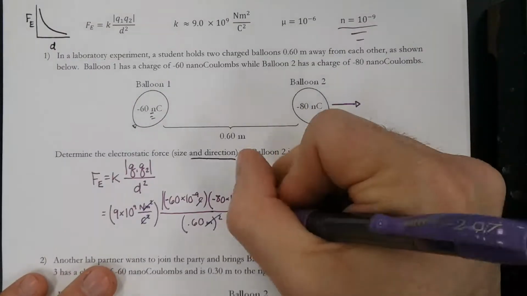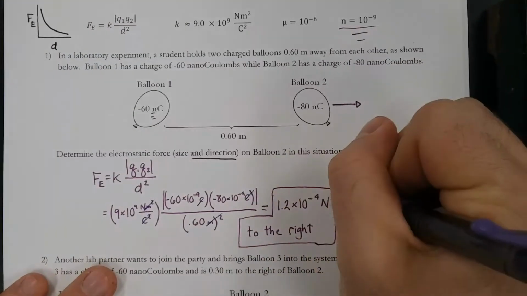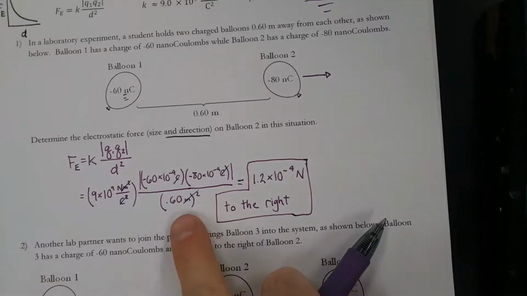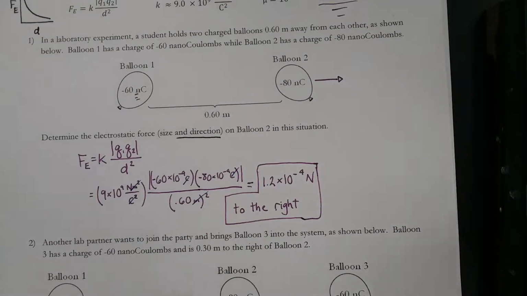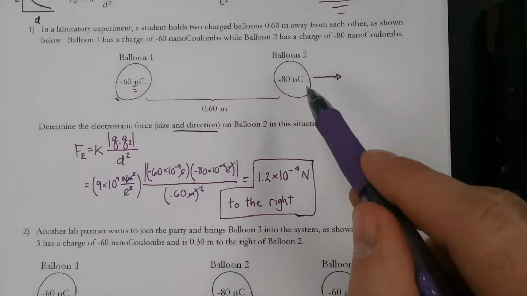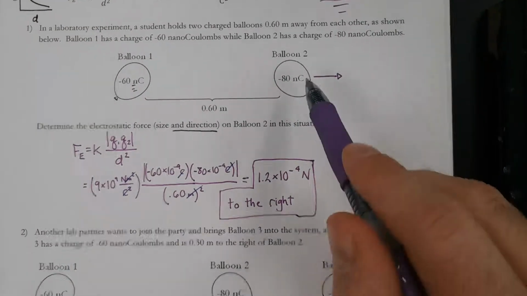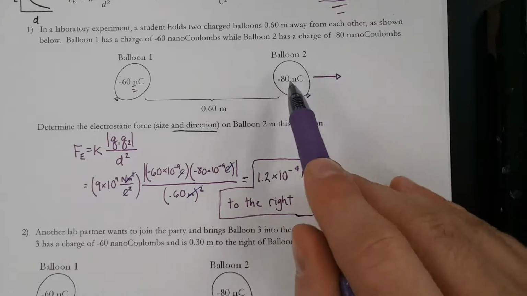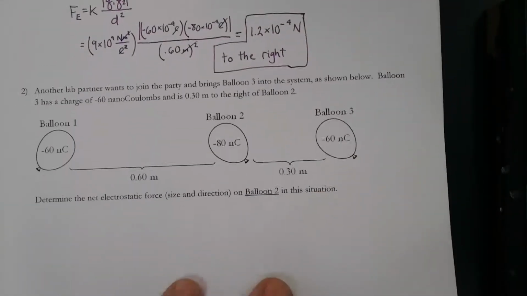And we already know that the direction is to the right. That's why this has an absolute value, because you'll just get a positive number for the force, and then just look at the problem and think about whether the charges are going to repel or attract. And in this situation, they'll repel, which means balloon 2 gets forced to the right.